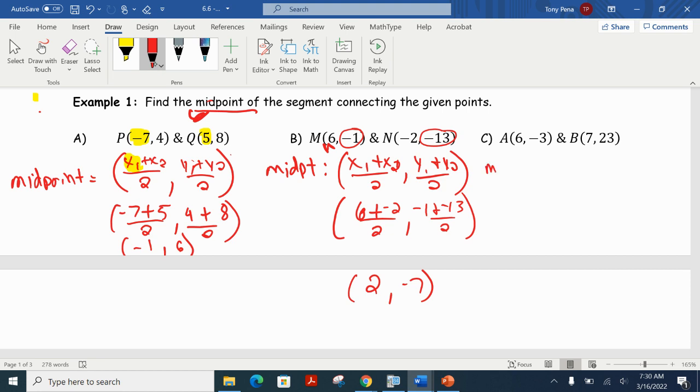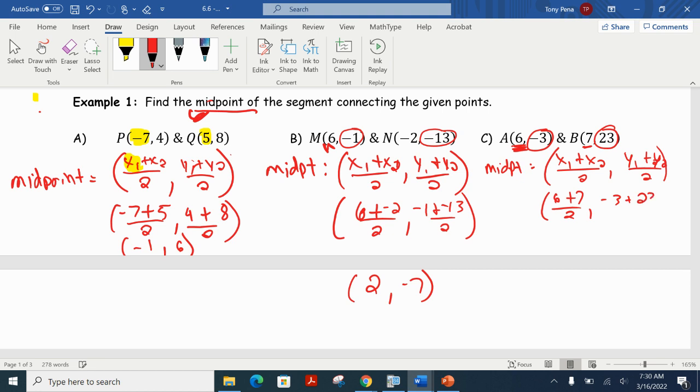All right, and then C, midpoint. Typically at this point, most people have a pretty easy time with this. You're just adding the x's, cutting it in half, adding the y's, cutting them in half. So for this one, x is 6, x is 7, so we're going to add those together. Y is a -3, y is a positive 23. We're going to add those together. And then if we want the middle, we're just going to divide by 2. So this should be 13 halves. This should be 20 over 2, which is a 10. That's the point in the middle between A and B.